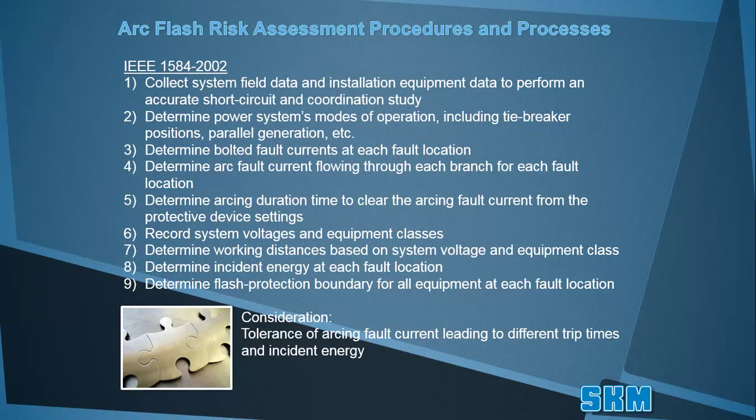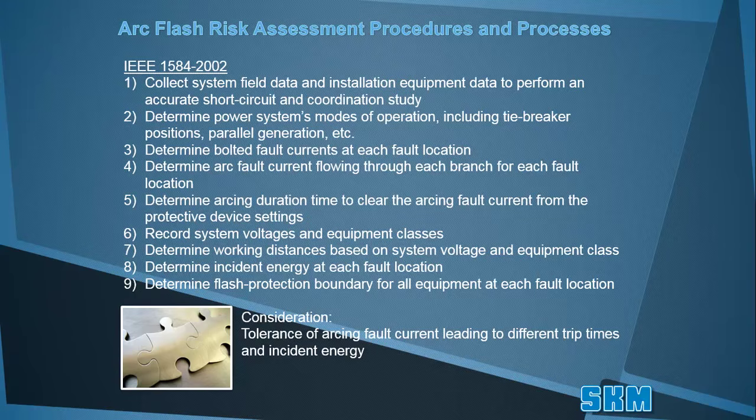Here is the process that is outlined in IEEE 1584-2002. First, collect system field data and installation equipment data to perform an accurate short circuit and coordination study. Determine power systems' modes of operation, including tiebreaker positions, parallel generation. Determine bolted fault currents at each fault location. Determine arc fault current flowing through each branch for each fault location.